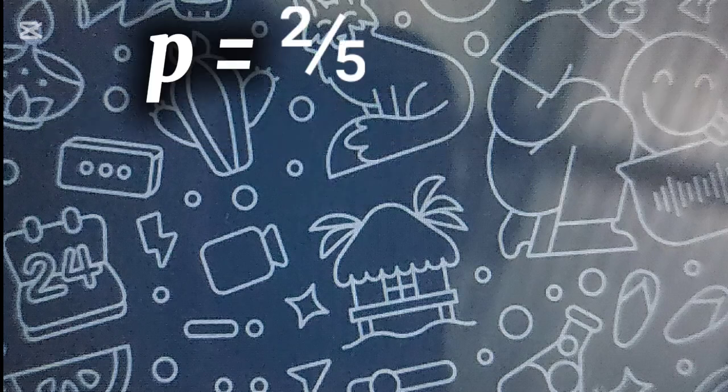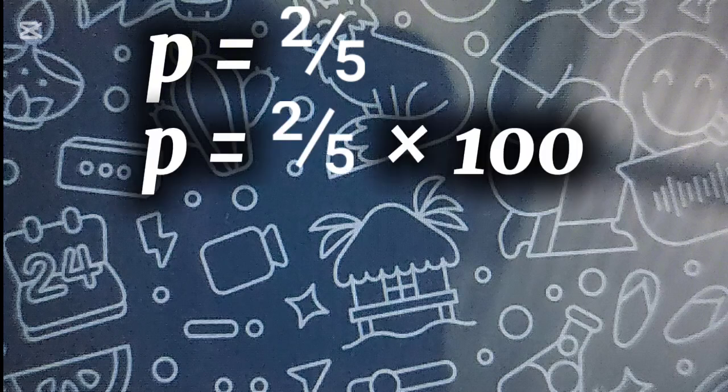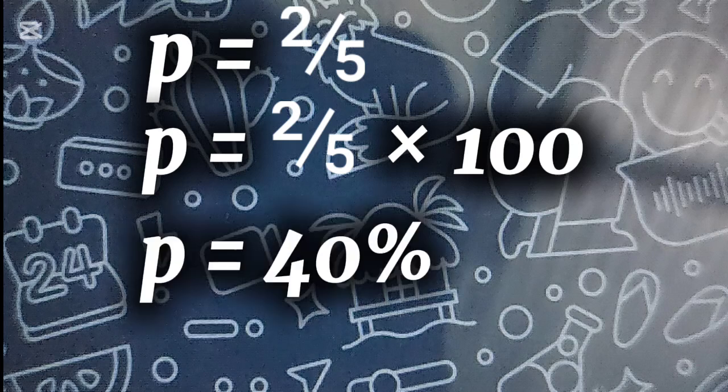So, a probability of 2/5. Can you remember how to convert this to a percentage? That's right, multiply it by 100%. So we multiply 2/5 by 100, cancelling down any common factors where we can. And when we reduce this, we will get 40%.